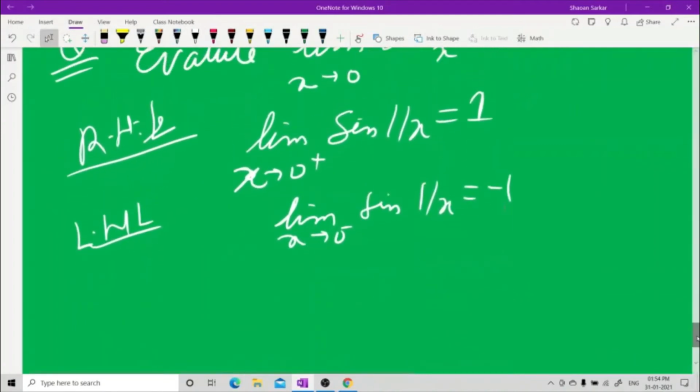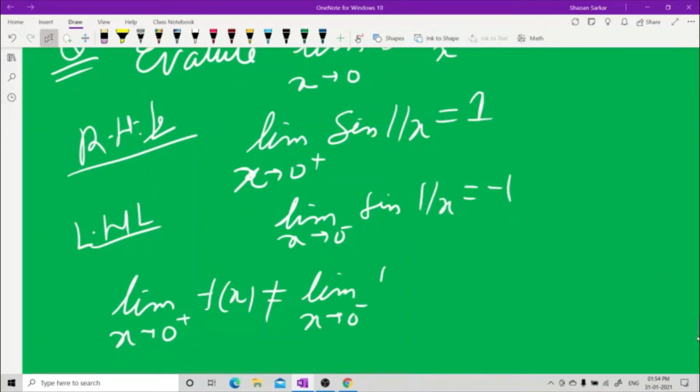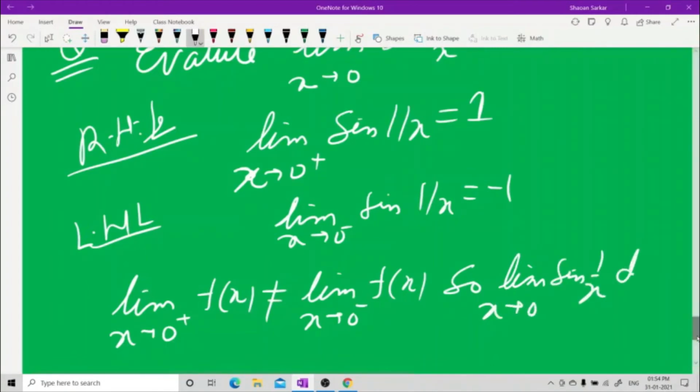Since the right hand limit, x tending to 0 plus f(x), is not equal to the left hand limit, x tending to 0 minus f(x), limit x tending to 0 of sine 1 upon x does not exist. This is done. Now take one other question.